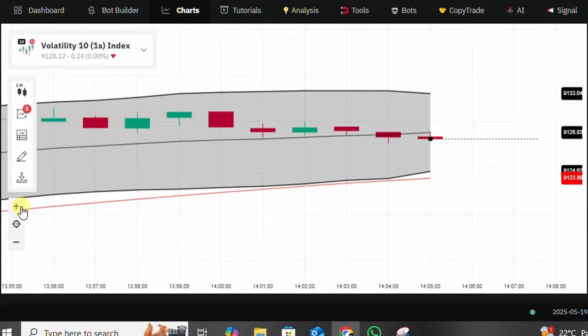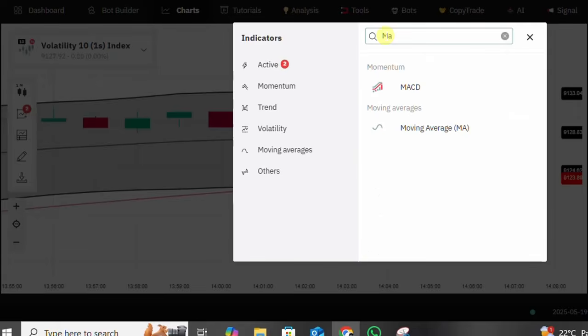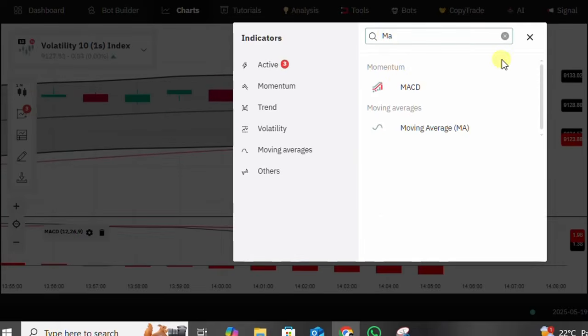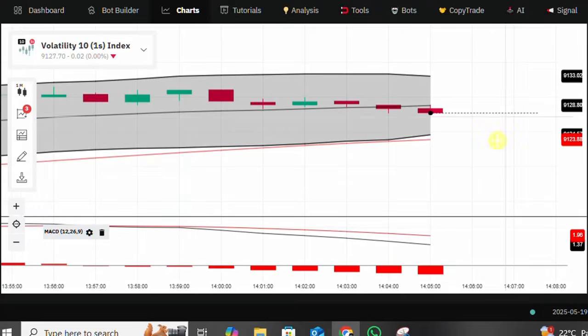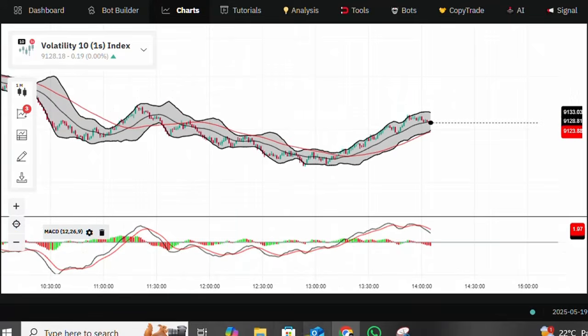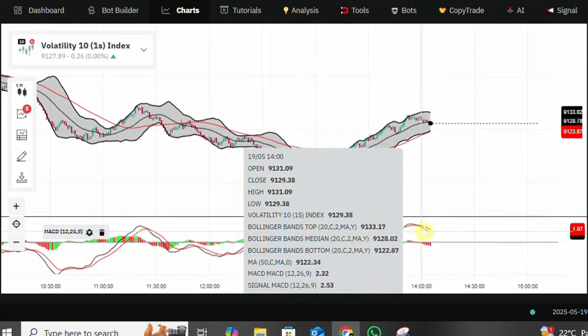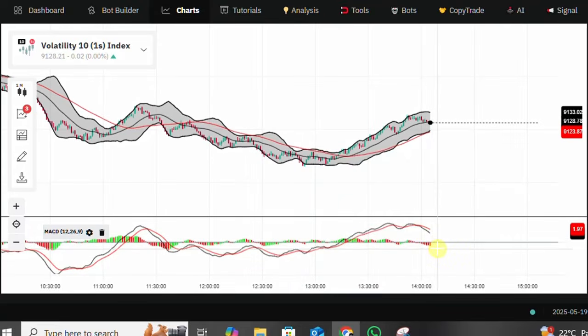Okay guys, the other indicator that you want to use is the MACD. Okay, just as a bonus, you can now use those three indicators. Let me zoom out so that you can see properly. You can also see the MACD now is assisting us. There's a crossover here, and yes, the market is going down. Okay, it's going down.